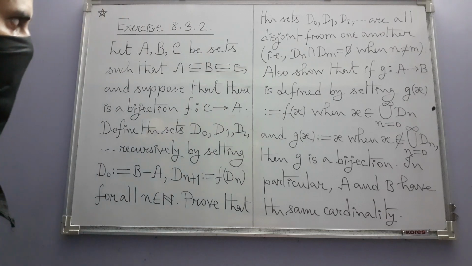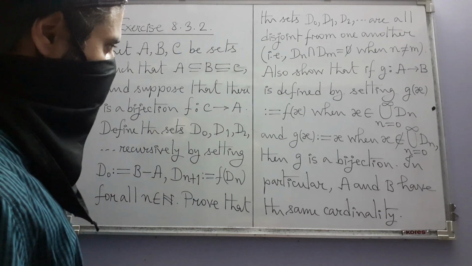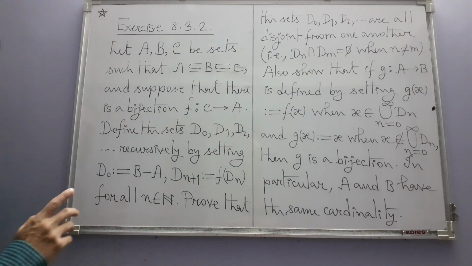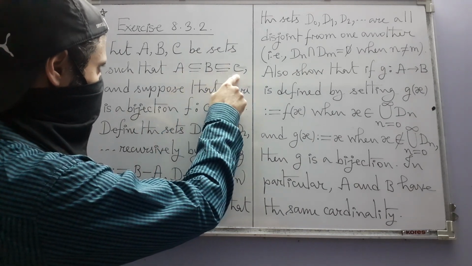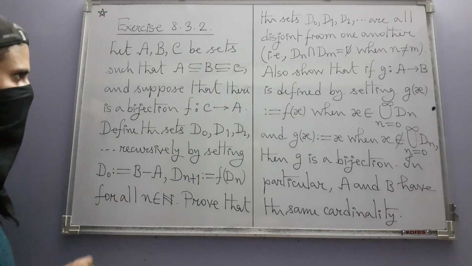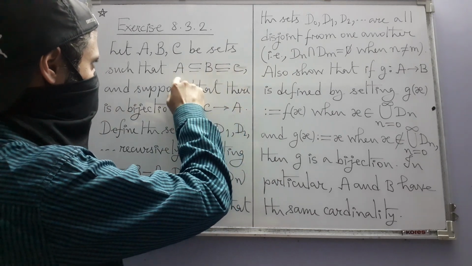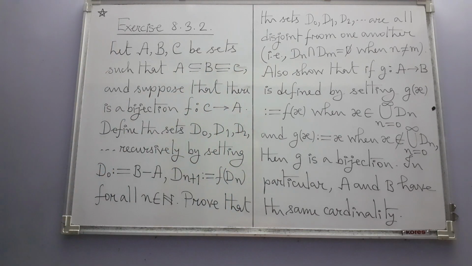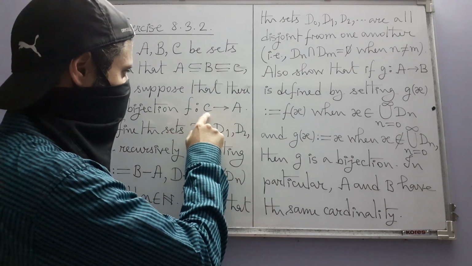Okay, so this next one is the second one. So let's see what this says. We are given three sets A, B and C, which are related to one another like this. That is, C contains B as a subset and B contains A as a subset. And also there is a bijection F from C to A.